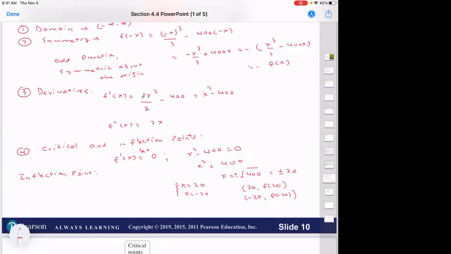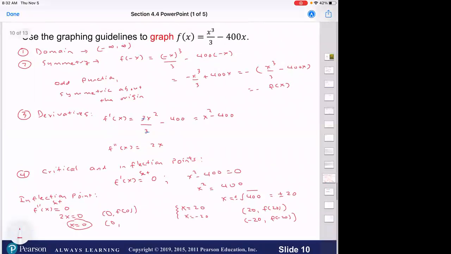So what do you do? You set the second derivative equal to 0. The second derivative is 2x, so x equals 0. Now plug in. What is the y coordinate at 0? If you plug in 0 for x in the original function, we have x in both places, so it is 0.